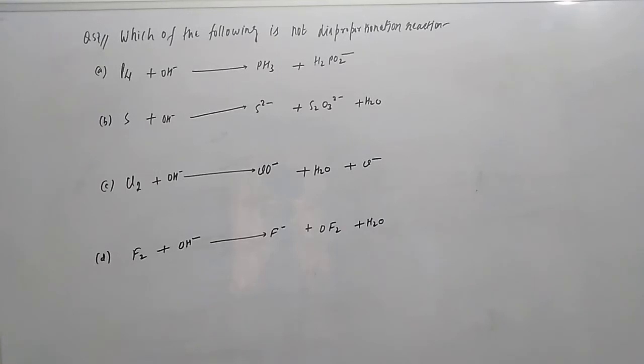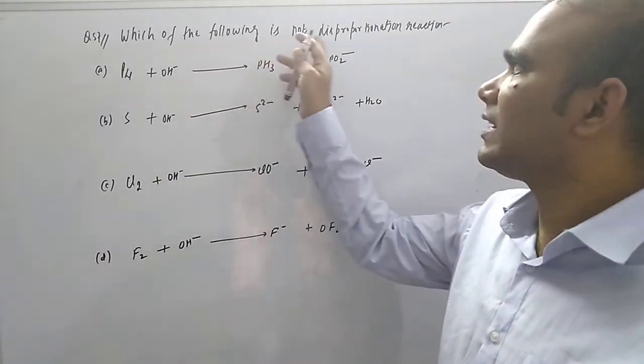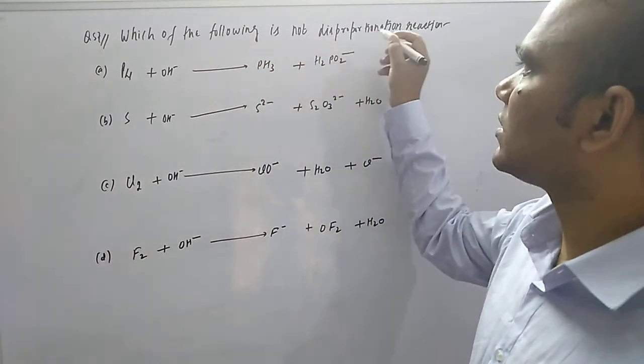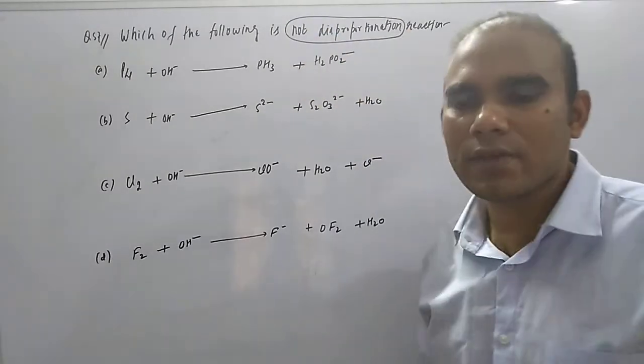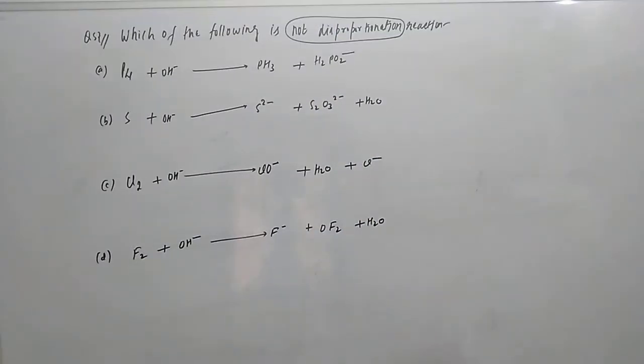Hello student, now let us see problem number 57. This is also an easy problem. Which of the following is not a disproportionation reaction? First of all, we have to understand what a disproportionation reaction is, and after understanding it, we can answer the question.